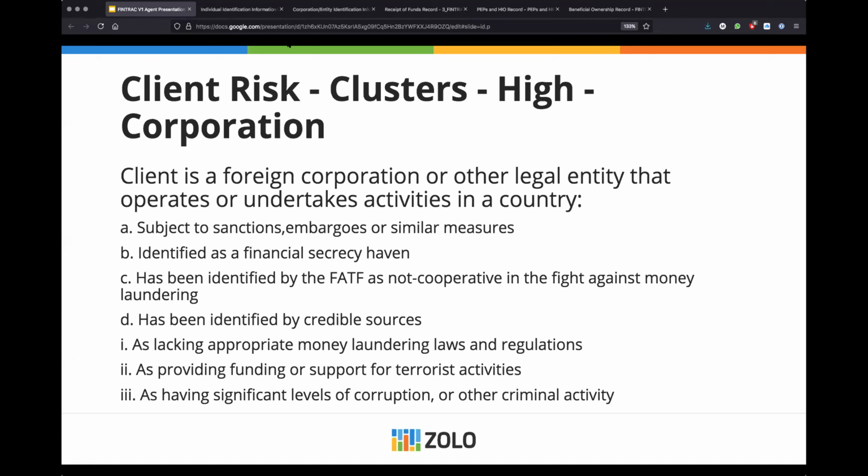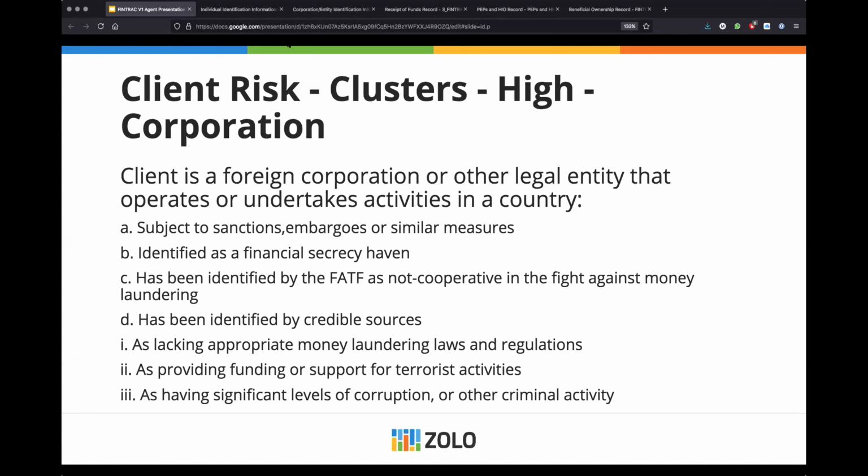Identified as a financial secrecy haven. Has been identified by the Financial Action Task Force as non-cooperative in the fight against money laundering. Has been identified by credible sources as lacking appropriate money laundering laws, as providing funding or support for terrorist activities, and as having significant levels of corruption or other criminal activities.